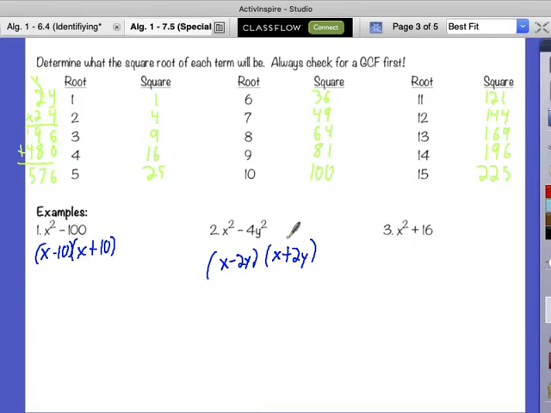Okay. On number 3, how many terms do we have? 2. So we want to look for a difference of 2 squares. x squared, is that a perfect square? Yes. Is 16 a perfect square? Yes. Do we have a difference of 2 squares? No. Why not? It's addition.